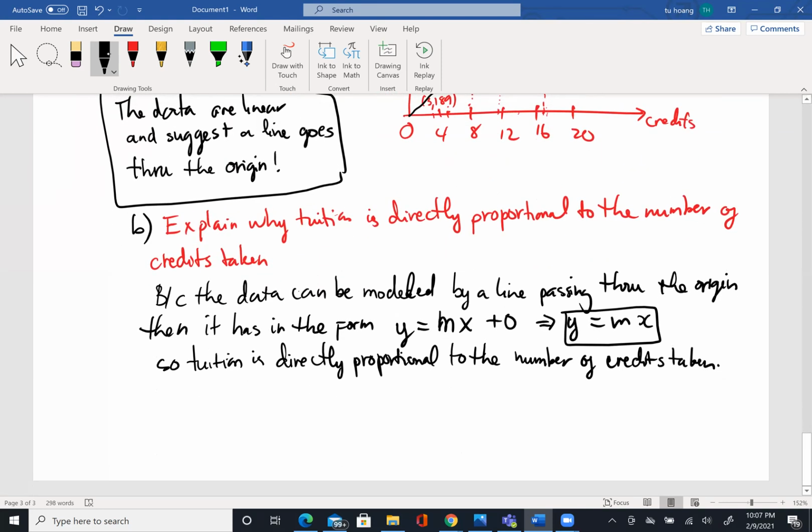So in here we can notice that k is m, the slope of the line. Let's move down.